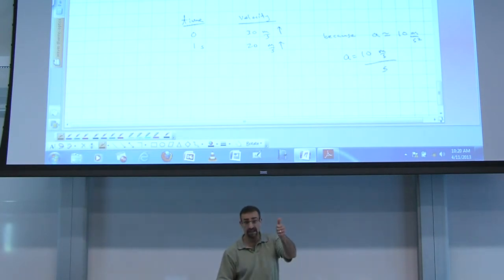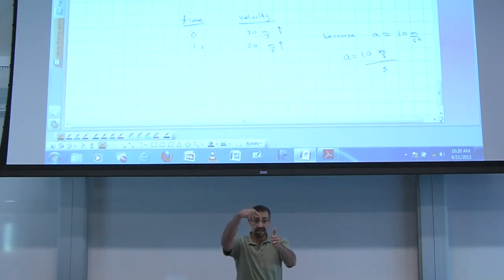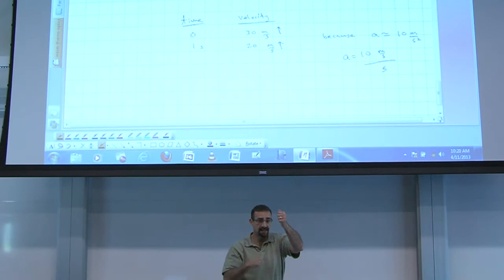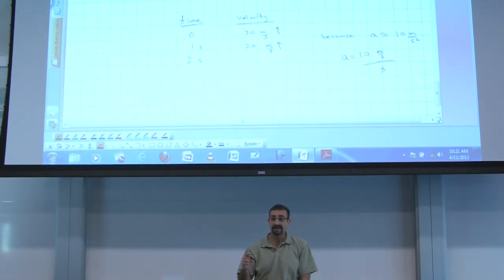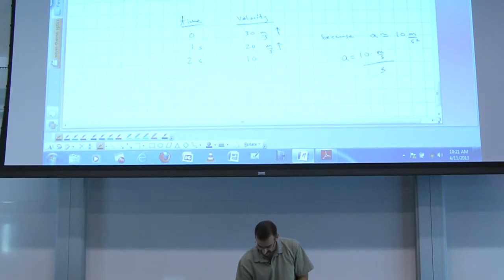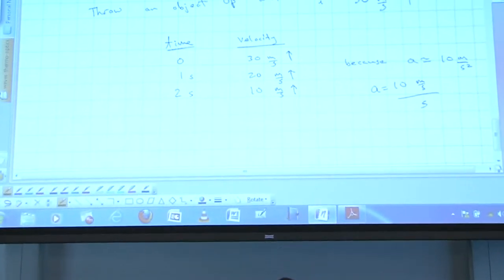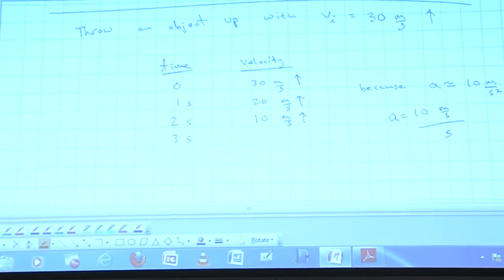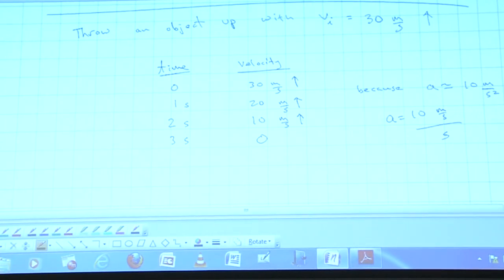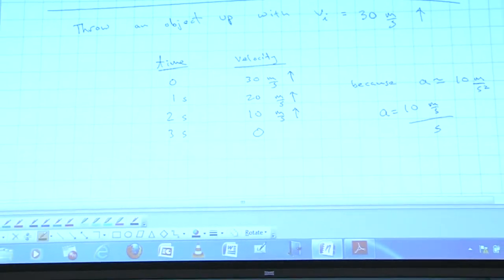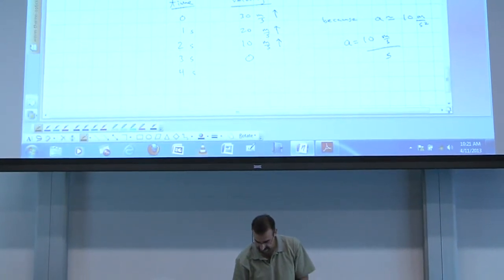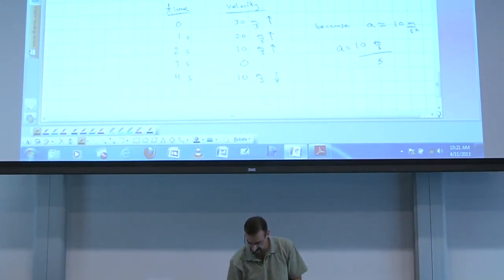So if it starts out with 30 meters per second up, and the acceleration is 10 meters per second squared down, 1 second later, it's going to be 20. It will have been reduced by 10 meters per second. We good so far? Okay, at t equals 2 seconds, we're now at 10 in the upward direction. At t equals 3 seconds, 0. It's hit its peak, right? And its upward velocity has stopped for an instant. And then what happens? It's 0. 1 second later, what's it going to be? 10 meters per second in the downward direction, right?